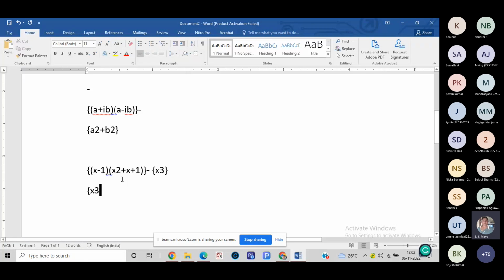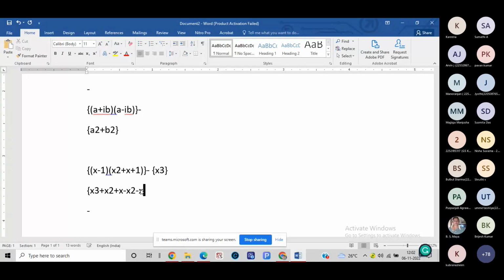Plus next, x plus square into plus. X into x, plus x square. Plus x into 1, x. X plus x. And minus into plus, minus. Minus x square. X square into 1, x square. Minus x, minus x square. Minus x. Minus minus 1.